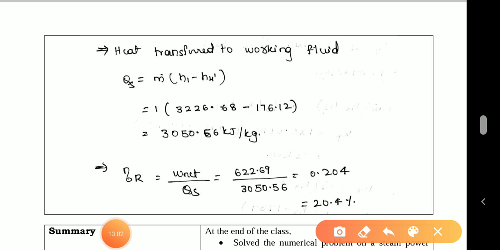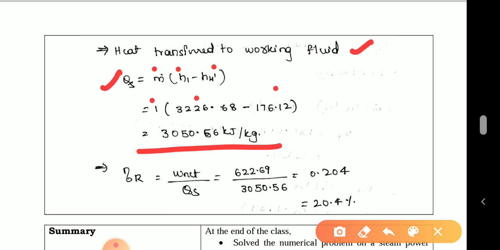Now calculate the heat transfer to the working fluid. The heat supplied, Q, is equal to mass into H1 minus H4 dash. In the boiler you are supplying the heat, that is H1 minus H4 dash. Now mass is known, H1 is known, which you have calculated, and substitute the H4 dash, so the heat supplied is 3050.56 kilojoule per kg.